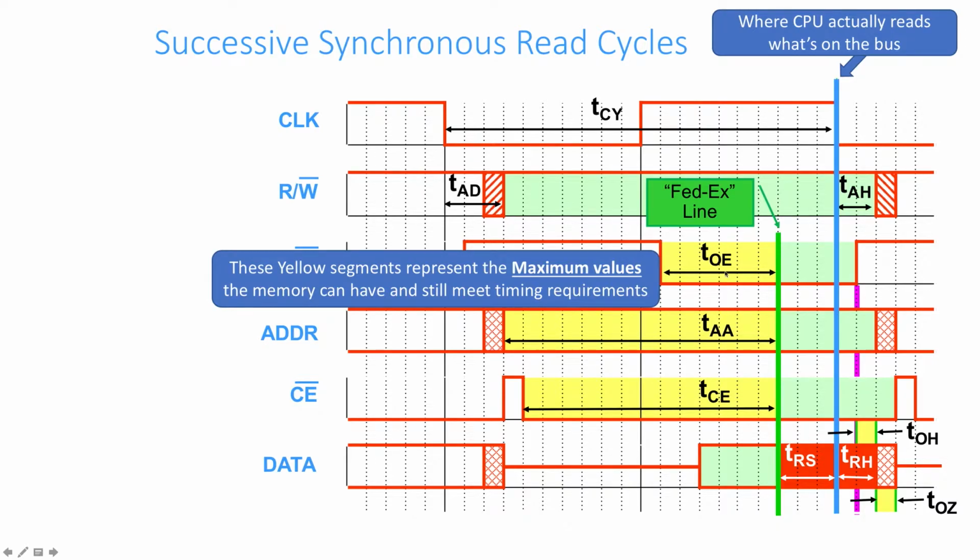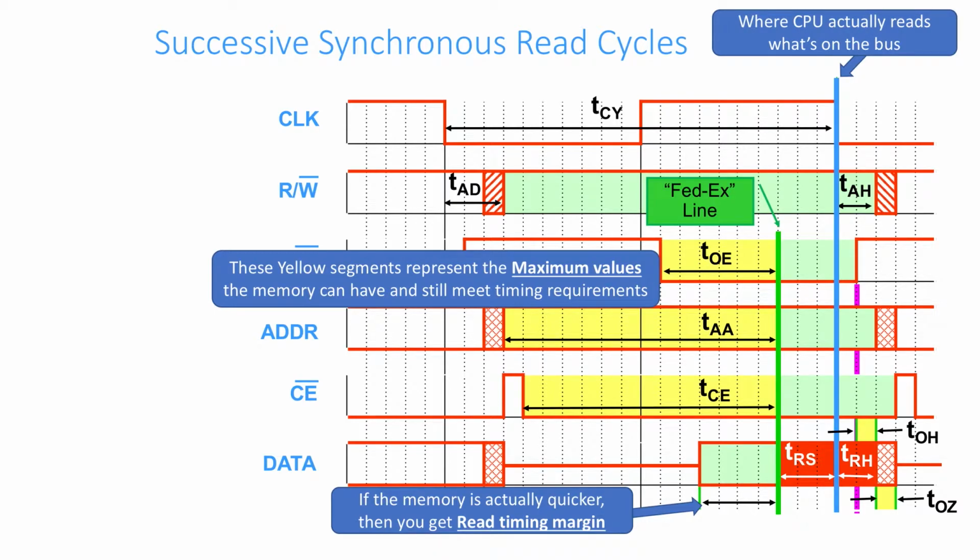So in this case, where we've drawn out TOE, TAA, and TCE, they're consuming all of the time between the FedEx line and when each of these respective signals becomes valid. This particular diagram represents the maximum values that a memory could have for each of these timing parameters and still maintain correct operation. It's confusing because we're showing the memory outputting something valid here, but as we go through the detailed timing analysis, if the TOE was actually this long for your memory, then you wouldn't have the data being output here. You would actually have the data being output here, and you'd have no read timing margin.